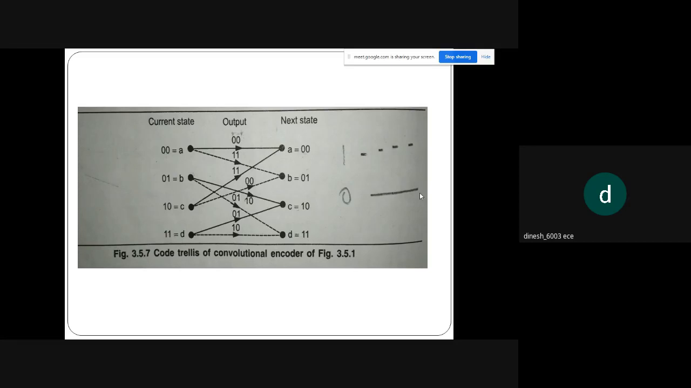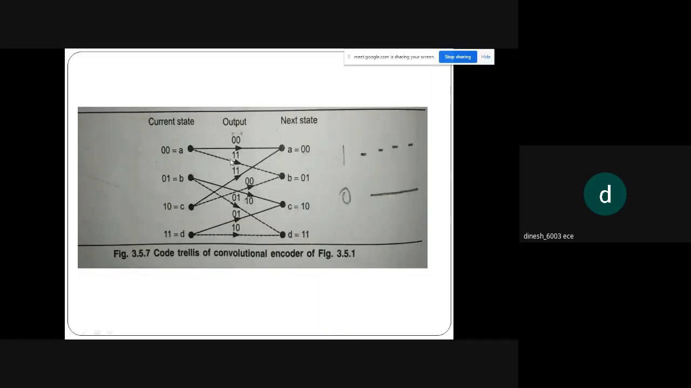So if I give small m is equal to 1, which is in dotted lines, what happens? I got B with output 1 1. So write the output as 1 1 here in the transition. And for A to A, the output is 0 0. I forgot to say that. So this is your code trellis for A.